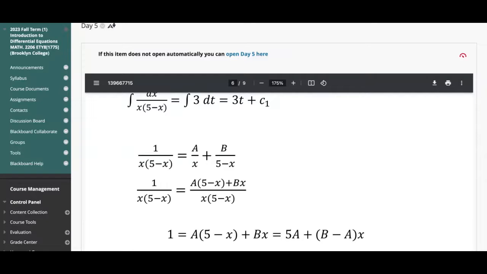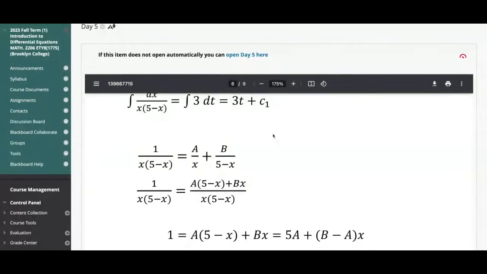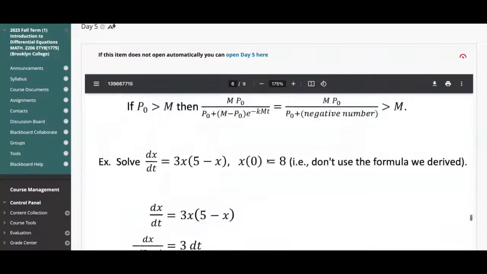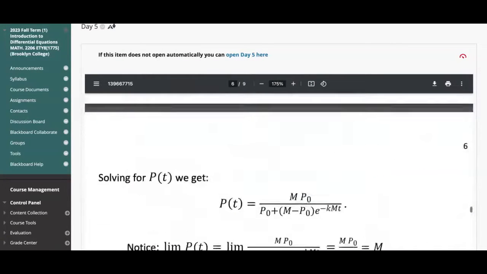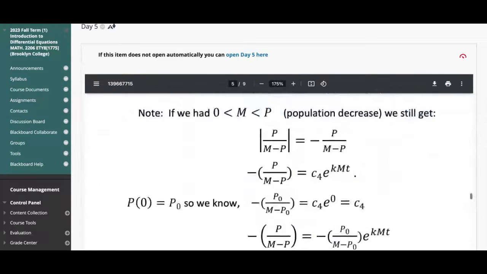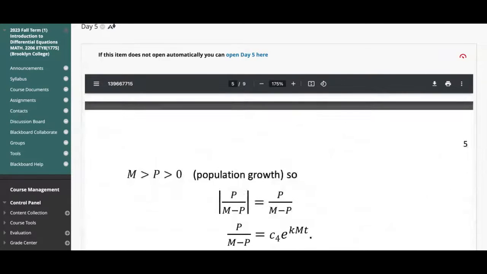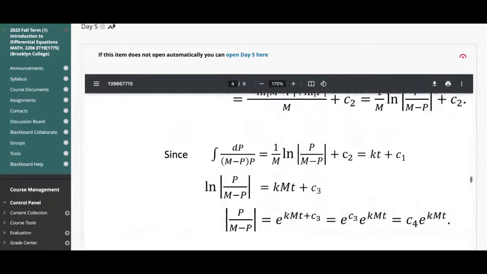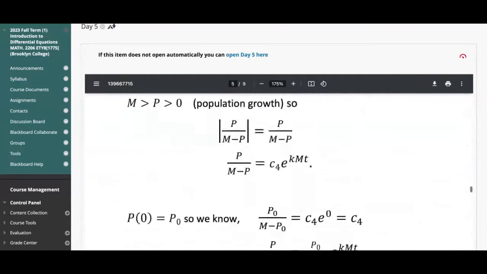Great. So my question was, when we go back to the top of this problem, it says don't use the formula we derived. What does that mean? Oh, for this question, it's just saying don't use the previous one. Just solve this one by itself. Okay. Yeah, that's what it means.